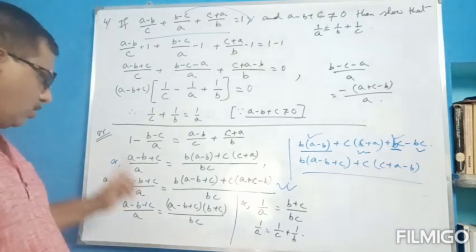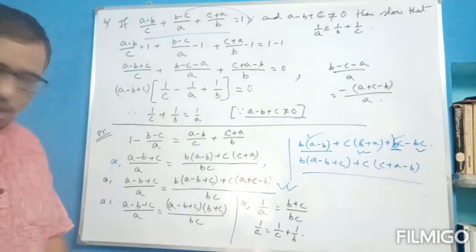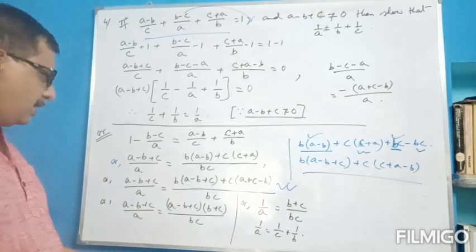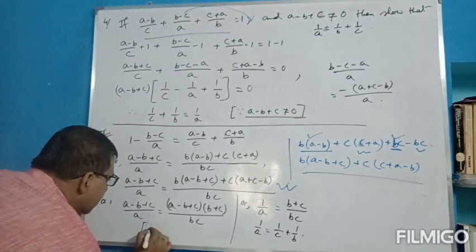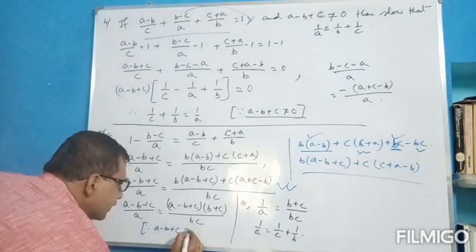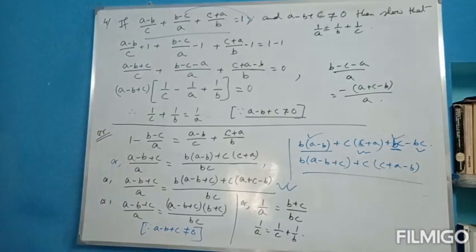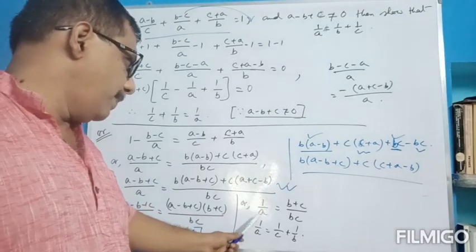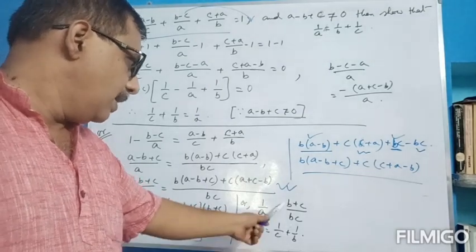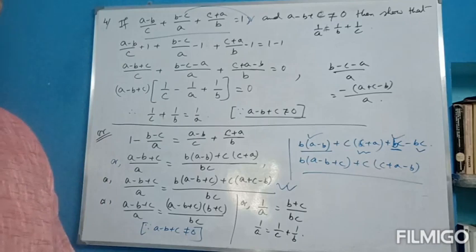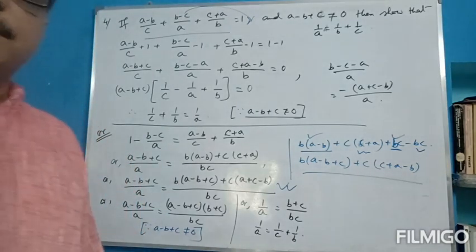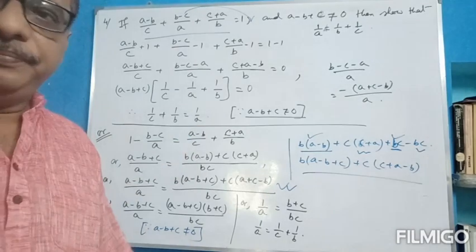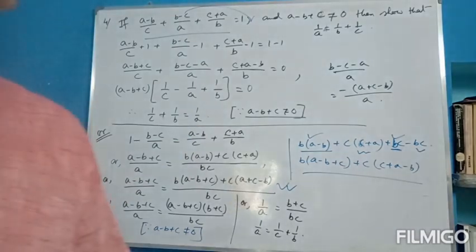Now a minus b plus c is non-zero, so it cancels. Then you get 1 by a. Write down here, since a minus b plus c is not equal to 0, therefore 1 by a is equal to (b plus c) by (b into c). Breaking it part by part, we get the result. That's all for this. This question is solved in two ways.